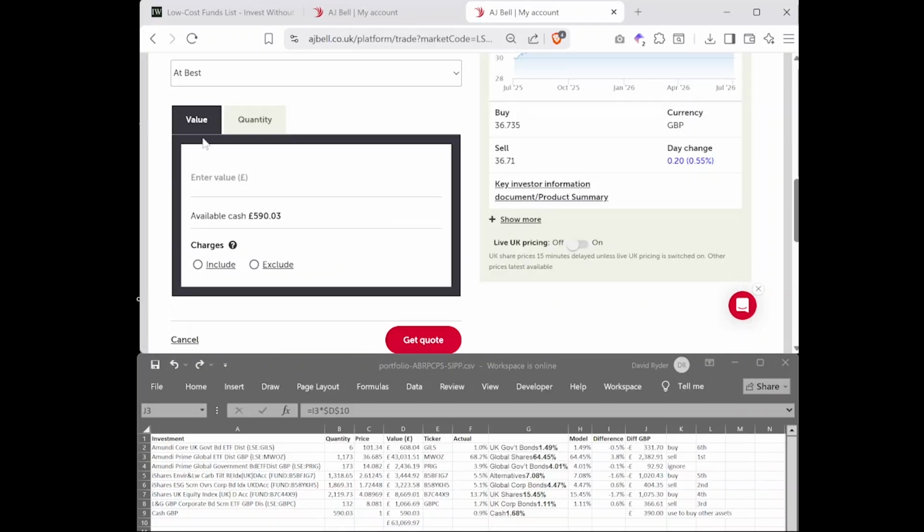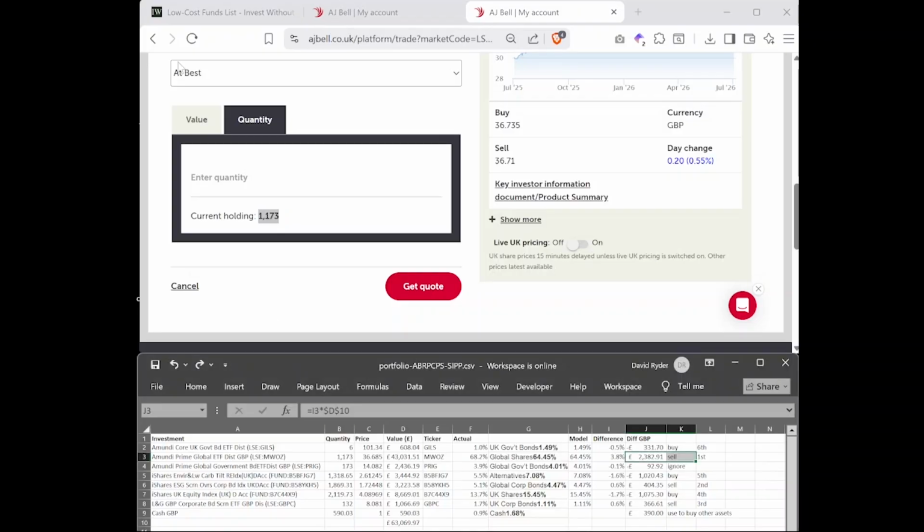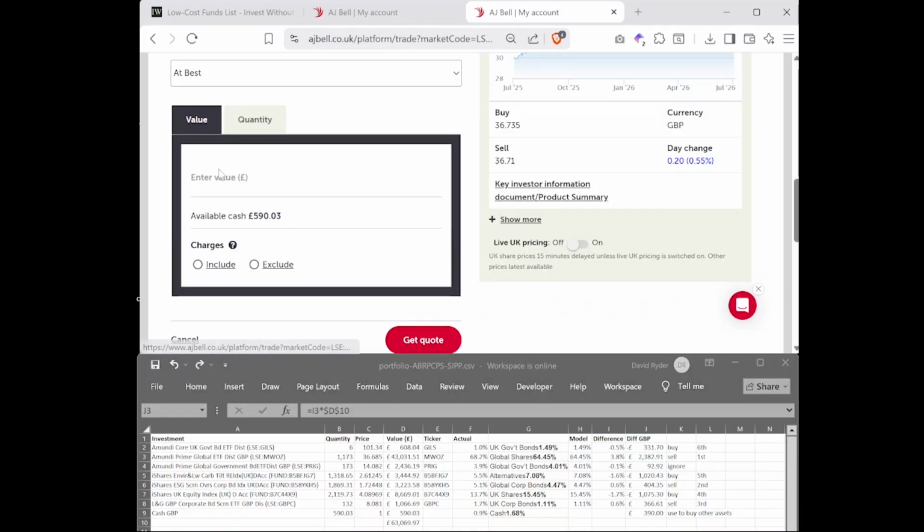So here you've got value and quantity. This tells you the number of units. I'm holding 1,173 of those units, which corresponds with that. Yay! But I want the value number. So the value I'm going to sell is 2,382. I'll call it 2,380. Yeah, we'll call it 2,383.